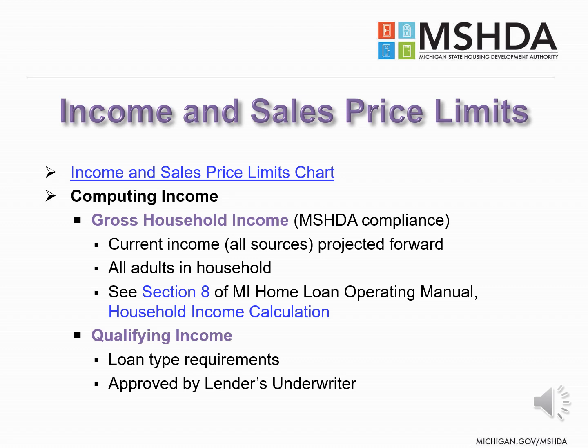To calculate gross household income, the lender will calculate all income coming into the household, including non-applicants, and project forward for the next 12 months. The only exception to this rule is if the adult child in the household is a full-time student. See Section 8 of the My Home Loan Operating Manual for income calculation. As the lender, your underwriter will determine qualifying income as shown on the signed transmittal by following loan type guidelines.